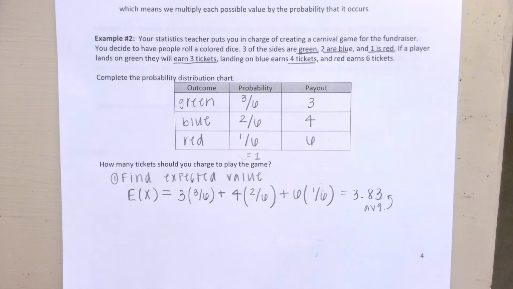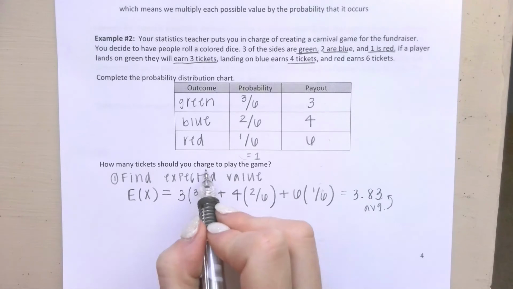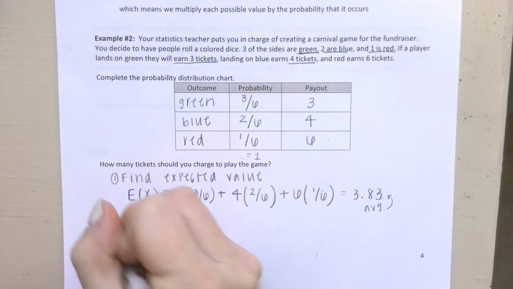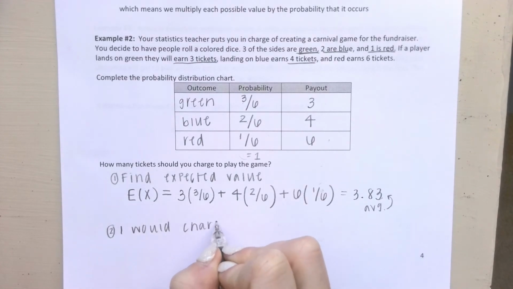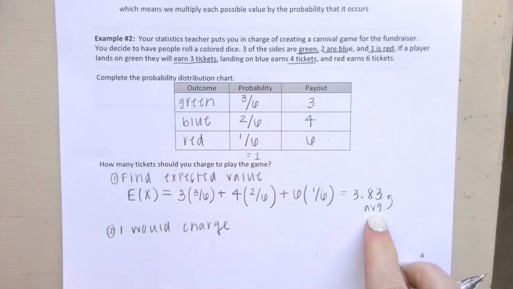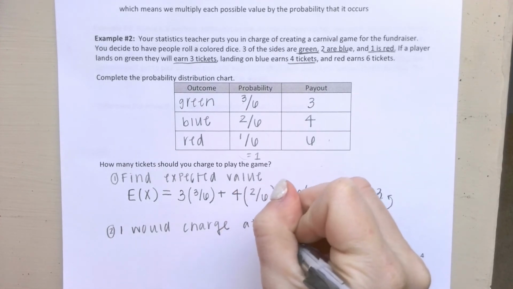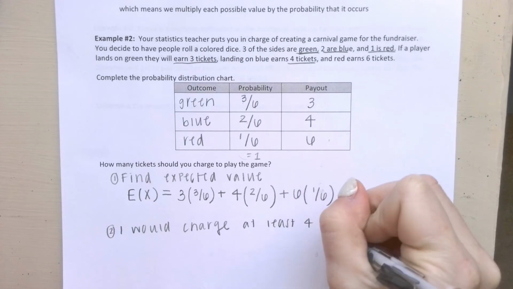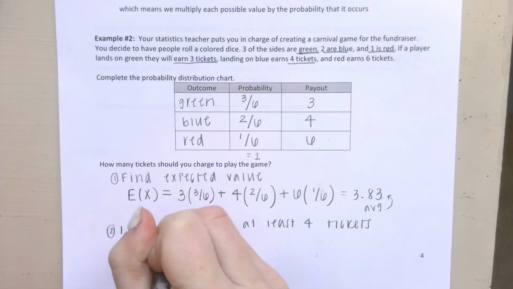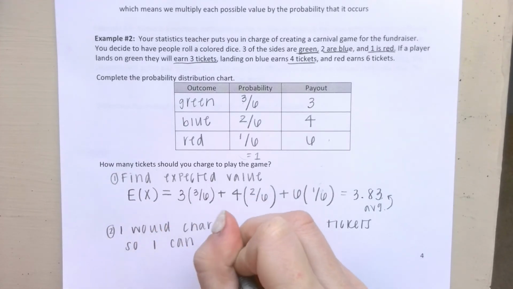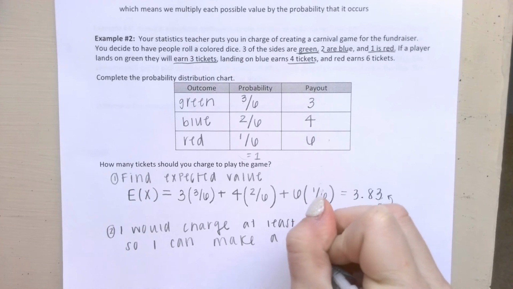Now, if I'm expecting people to win this on average, and I'm trying to probably make a profit here, right? Most of these are carnival games, you're trying to make money somehow. So how many tickets would you charge? I would say that I would charge probably more than this here. So I'm going to say at least 4 tickets, so I can make a profit.